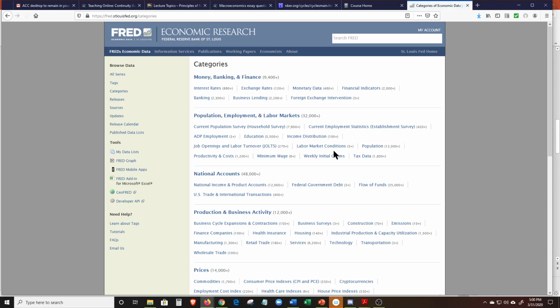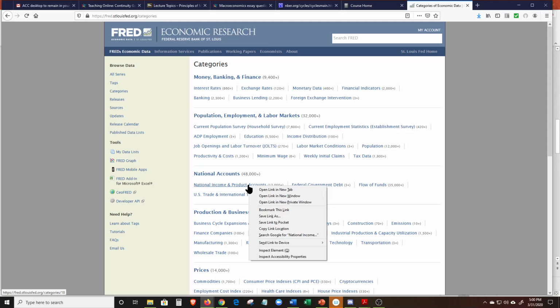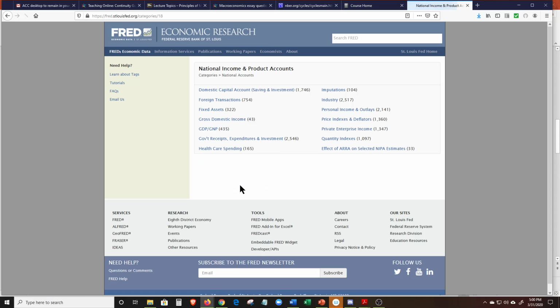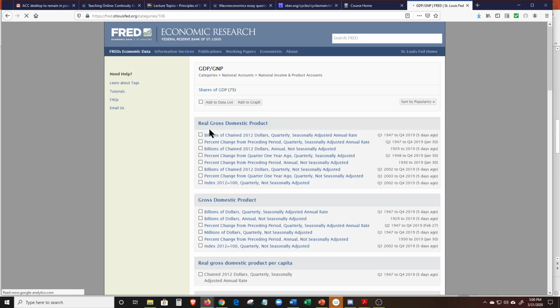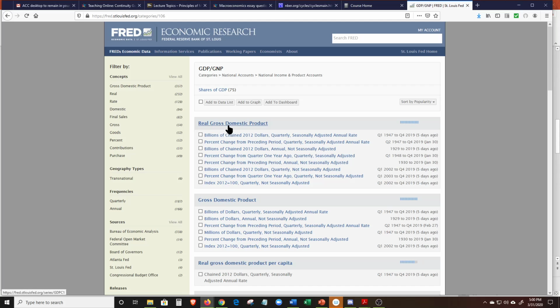Categories. And we want GDP. Here we go. National income and product accounts. Well, let's just open those up. And we want GDP measures. I think this will do it. And here's our GDP, real gross domestic product. So it's fluctuations in real GDP that matter here.